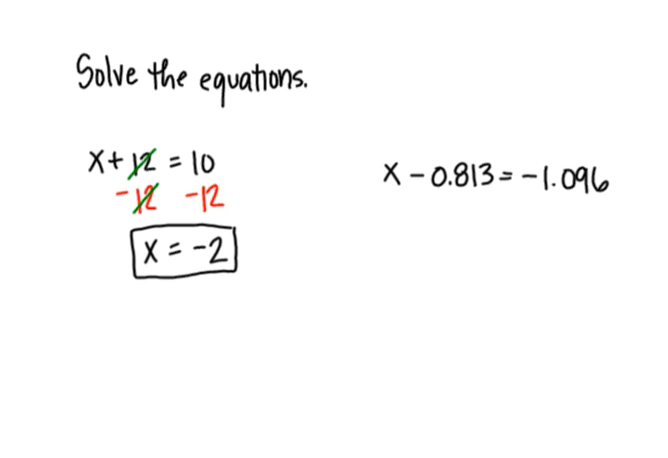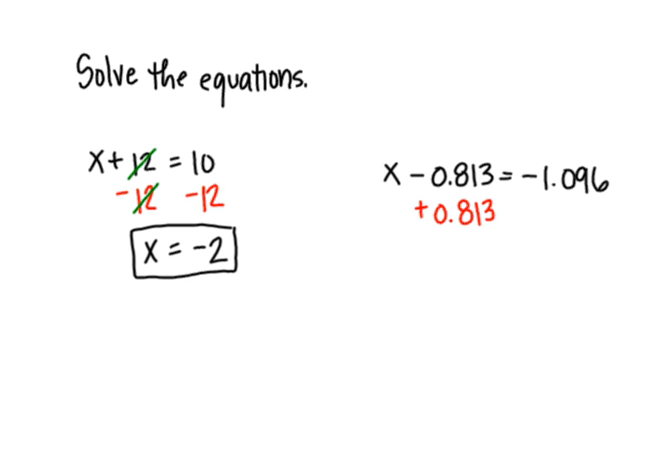My next problem has a decimal. X minus 0.813 equals negative 1.096. I want the x by itself, and right now we have a negative 0.813 on that side. So the opposite of minus 0.813 is plus 0.813. So to move the 0.813, I change its sign.